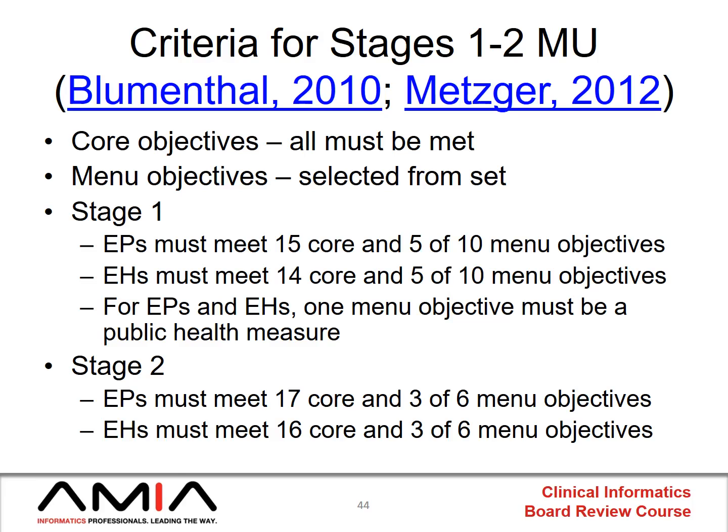For both eligible professionals and eligible hospitals, one of the menu objectives in stage 1 must be a public health measure. In stage 2, eligible professionals now have to meet 17 core objectives and then select 3 of 6 menu objectives, with eligible hospitals needing to meet 16 core objectives and choosing 3 of 6 menu objectives.